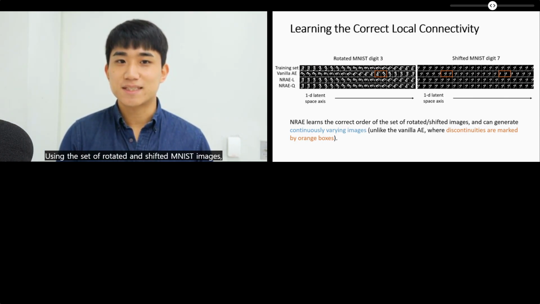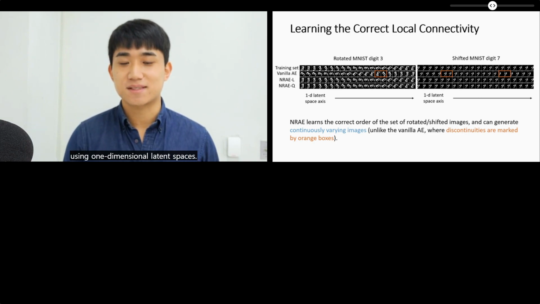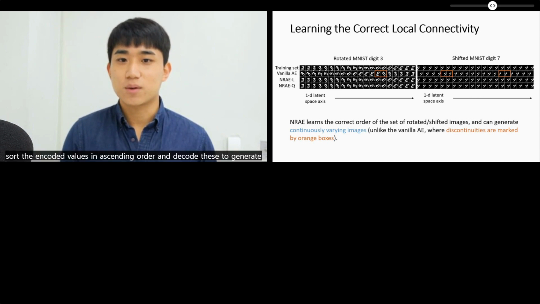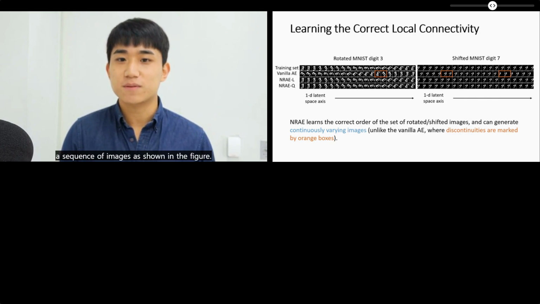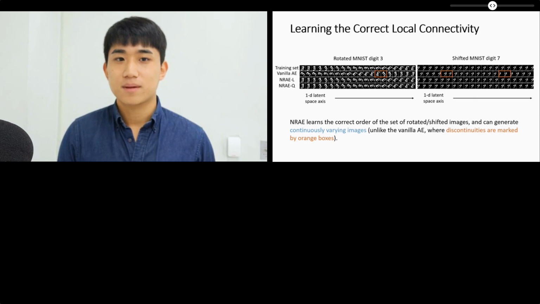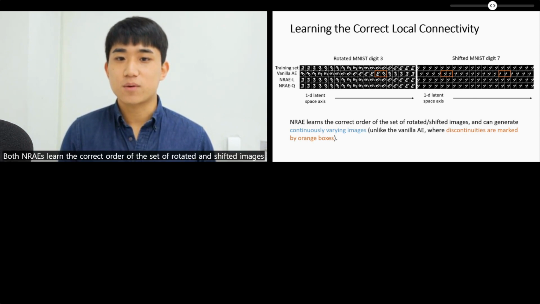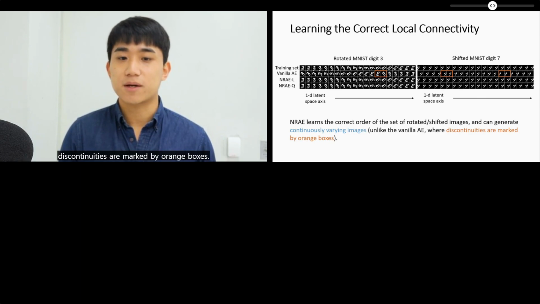The second example shows the geometry preserving property. Using the set of rotated and shifted MNIST images, we train a vanilla AE and our NRAE using one-dimensional latent spaces. Once they are trained, we encode the training data to the latent spaces, sort the encoded values in ascending order, and decode these to generate a sequence of images as shown in the figure. Both NRAEs learn the correct order of the set of rotated and shifted images and can generate continuously varying images, unlike the vanilla AE where discontinuities are marked by orange boxes.